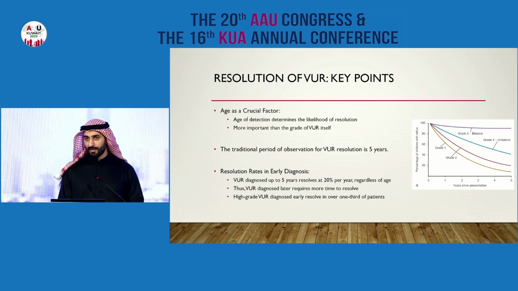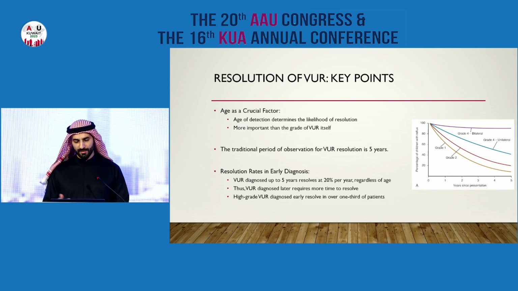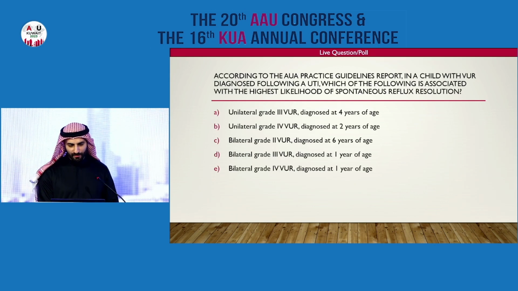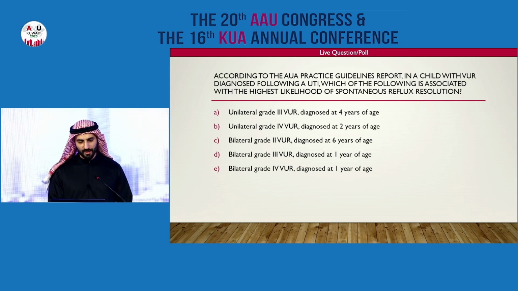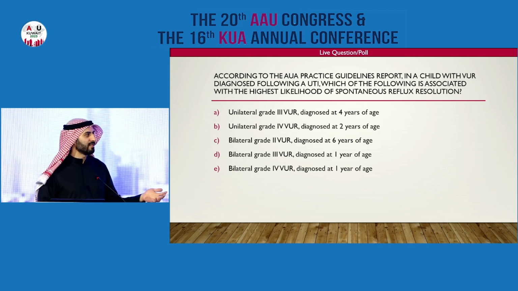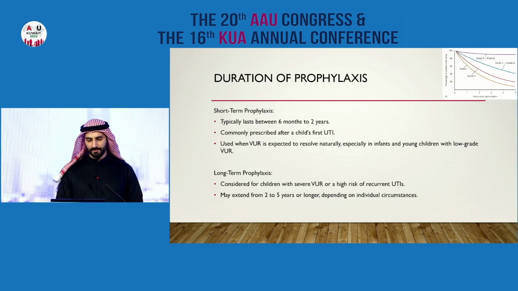So age is a crucial factor. The age of diagnosis of VUR is what allows you to basically work out the resolution curve. Traditionally, the observation period is 5 years, and there is a reason why it's 5 years, because I'll come to that in a bit. Because, well, if it's 20% resolution a year, then you would expect that at 5 years, the majority of patients would have resolved. I've put this question just to show you, so the answer is C, but just to show you that the rate of resolution in low-grade non-dilating VUR is actually faster than dilating VUR.